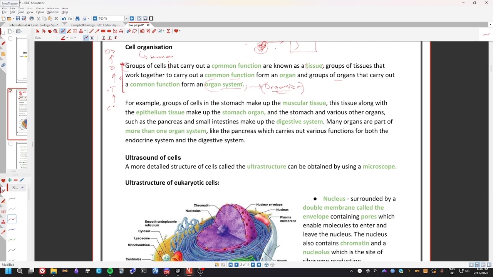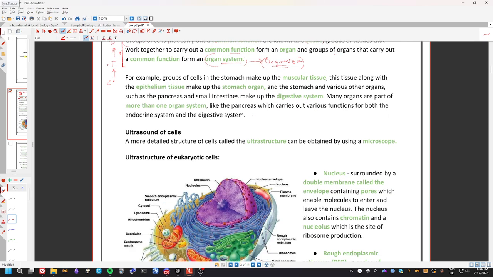Many organs are part of more than one organ system. So you can have the pancreas, which is a part of both the digestive system and the endocrine system, because it releases hormones, I think.